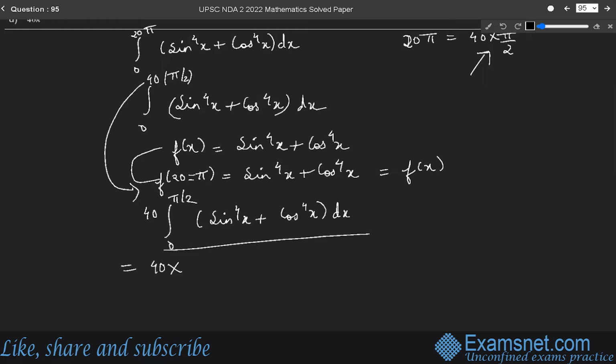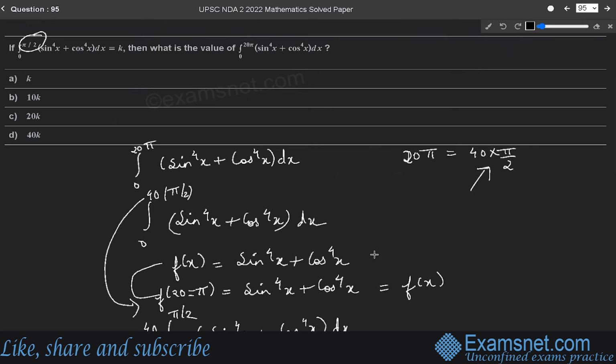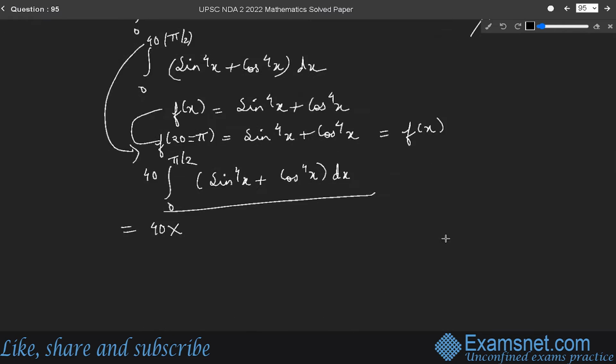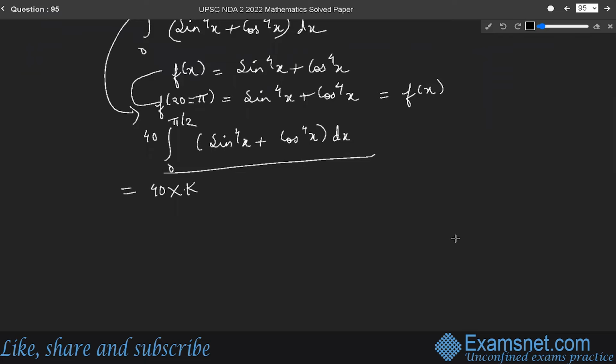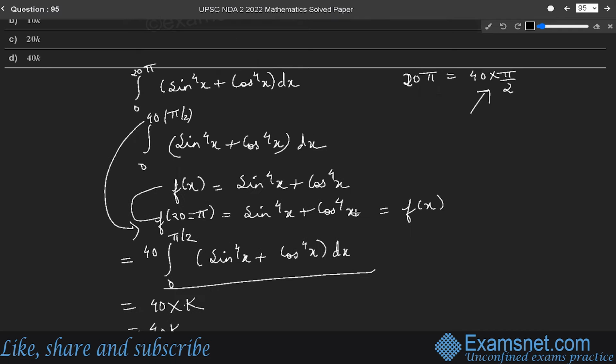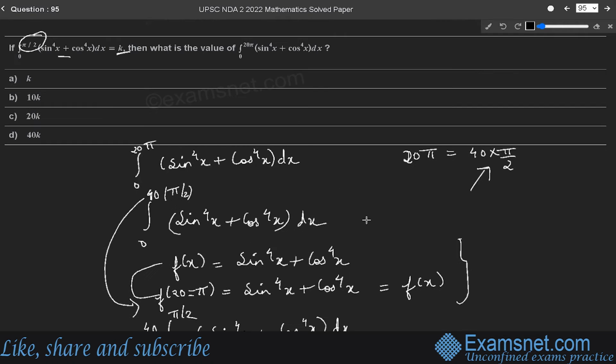The value of this term is given in the question. You can see that the integral from 0 to pi by 2 of sin 4x plus cos 4x dx is equal to k. So we have to put the value here. This whole term is equal to k, and outside there is a number which is 40. So it will be 40k. See here, the main concept is if both the functions are equal in this case, then the number in the limit comes out, and the number is 40. So the correct answer for this question is option number D here.